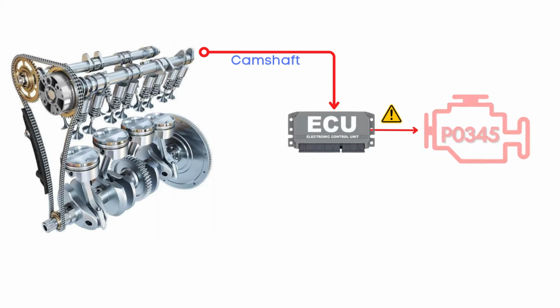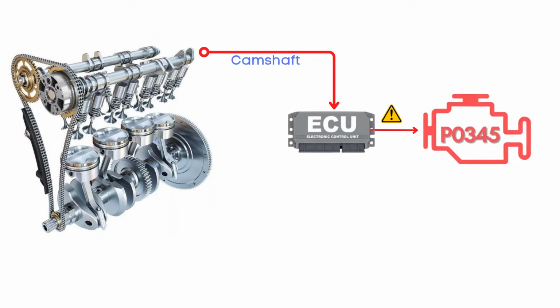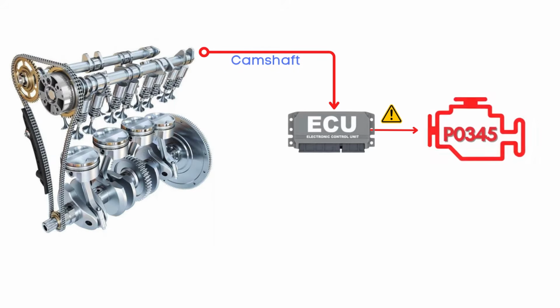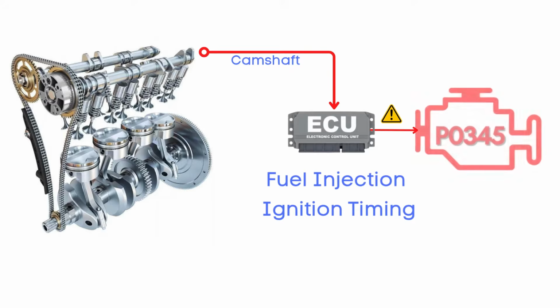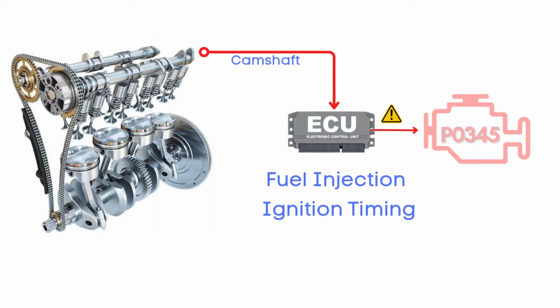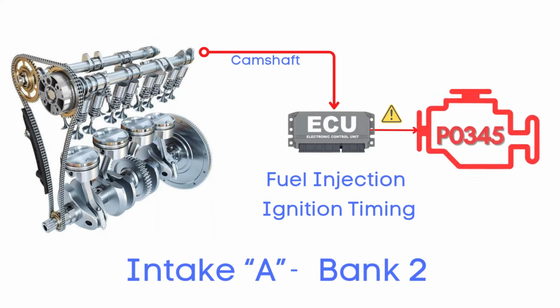Now, this sensor plays a super important role because it helps the ECM figure out the exact position of the camshaft, which it needs in order to manage fuel injection and ignition timing. It indicates an issue with the camshaft position actuator circuit for bank 2, specifically referring to the intake camshaft.